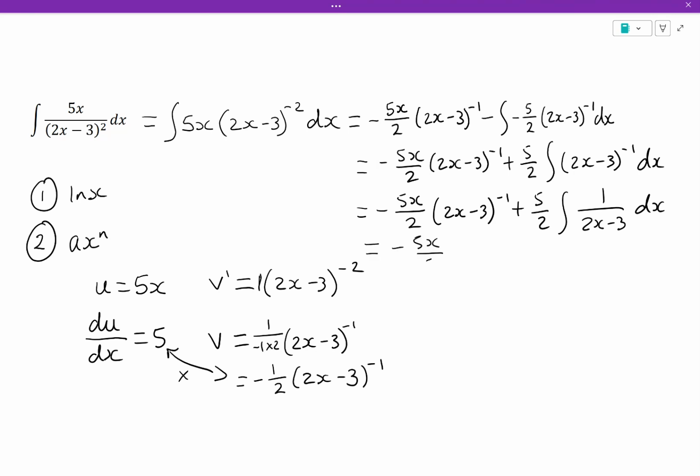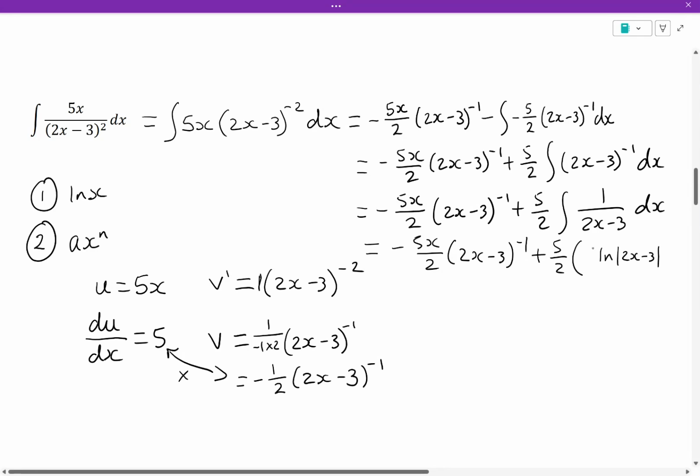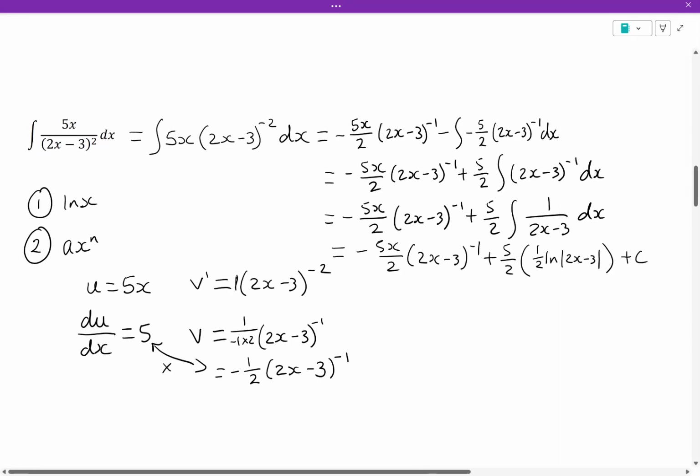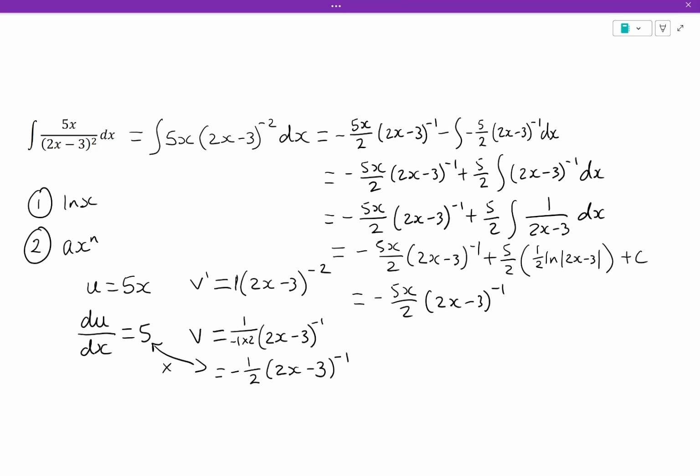It's going to be what we've already got here. And then we would have plus 5 over 2, and then from my integral, I am going to have ln of the modulus of 2x subtract 3. Again, I'm going to multiply by a half. And then I will close this bracket, and then we've got plus c. So we pretty much have our final answer here. The one thing we can do is multiply the 5 over 2 by a half to get 5 over 4 ln of the modulus of 2x subtract 3.